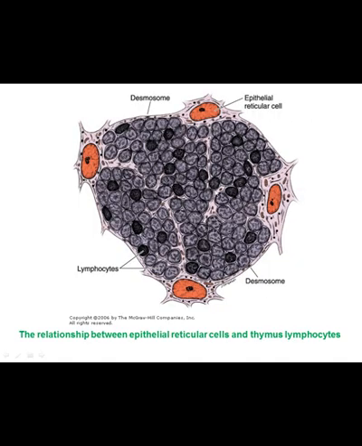There is another picture which shows the relationship between epithelial reticular cells. These are the epithelial reticular cells at the periphery, and they have processes which provide support, and thymus lymphocytes. These are the thymus lymphocytes. Here are desmosomes, which are junctions between the cytoplasmic processes of the epithelial reticular cells.